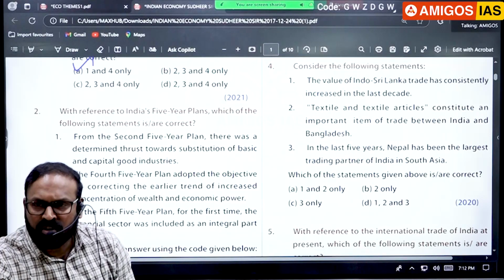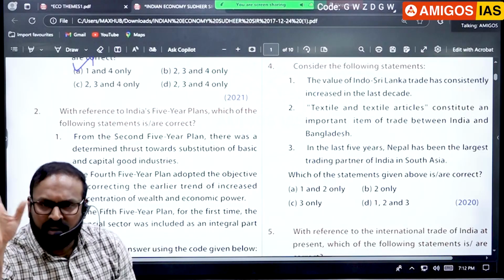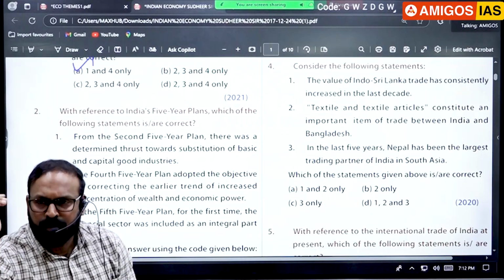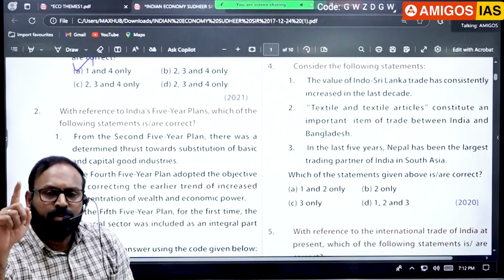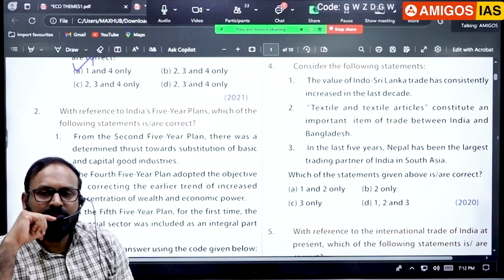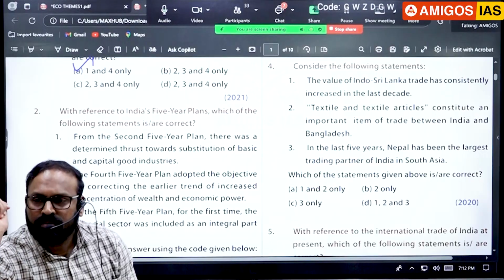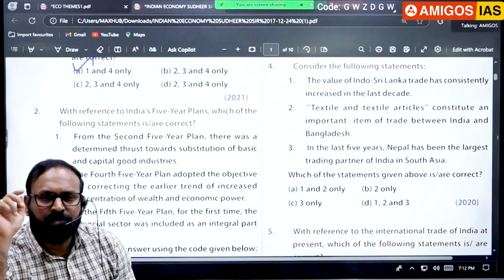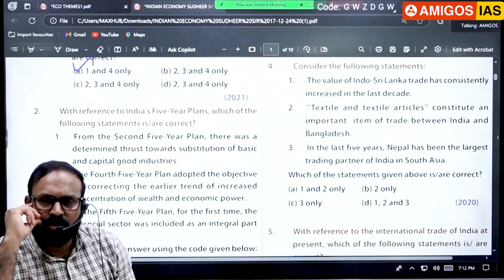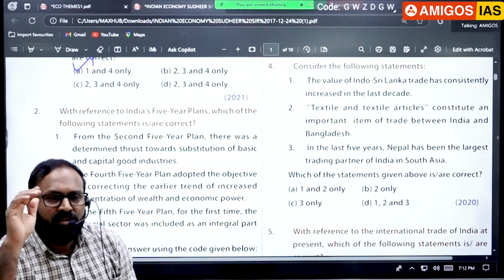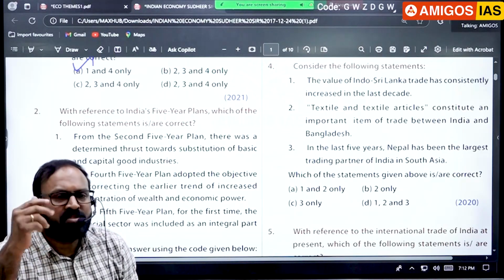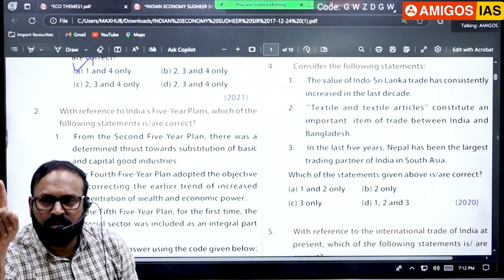Expansionary monetary policy or contractionary monetary policy? Contractionary. Very good. That means repo rate is increased. When repo rate is increased, what is happening to money supply? It decreases. When money supply is decreased, what is controlled? Inflation. Keep this in mind.